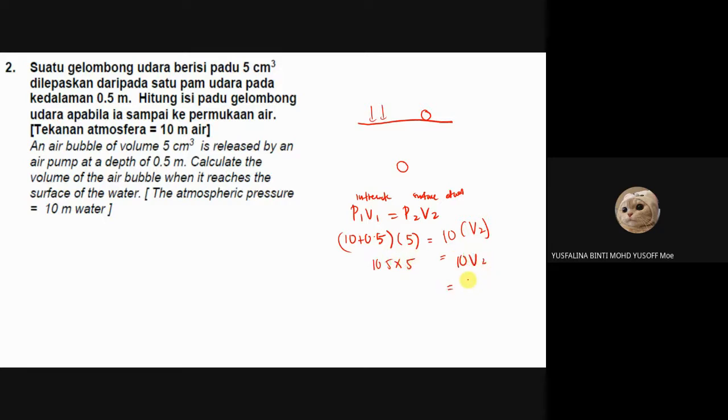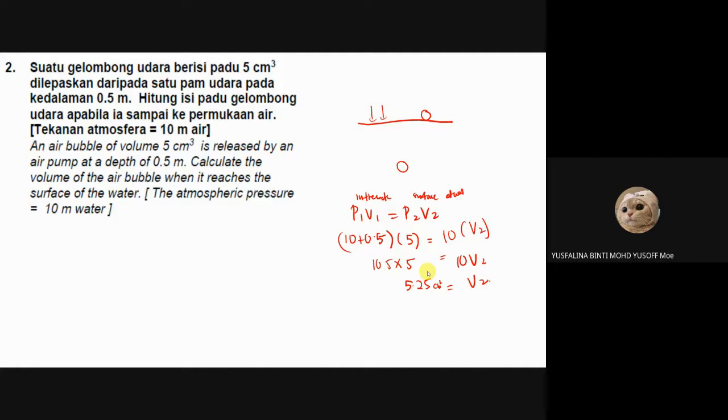So can you calculate for me? 10.5 times 5 divided by 10. I got 5.25. So that's the volume. Okay, can you understand? Yes, sure. So others, you understand how I get 5.25?